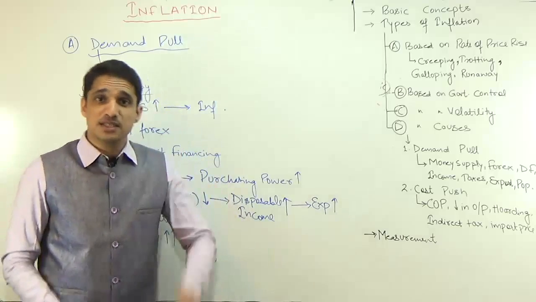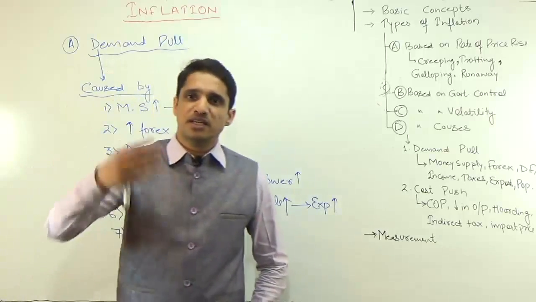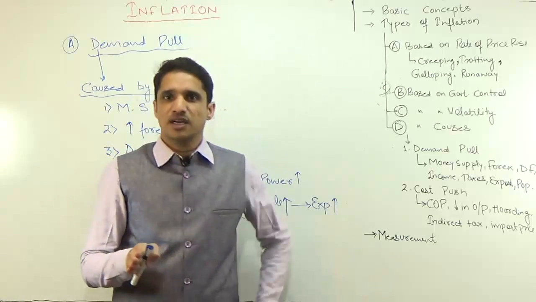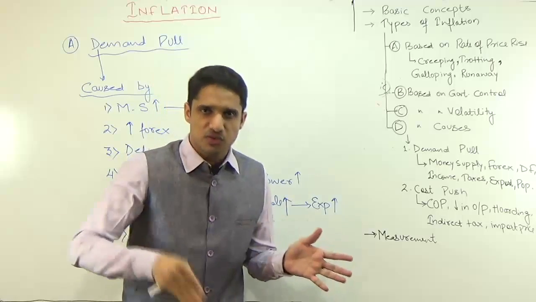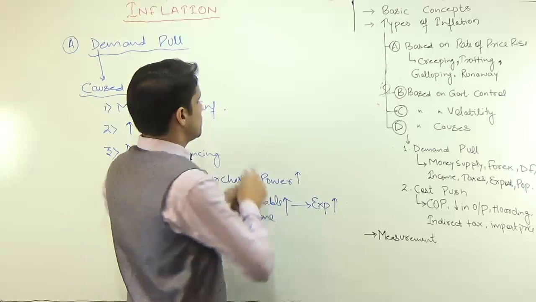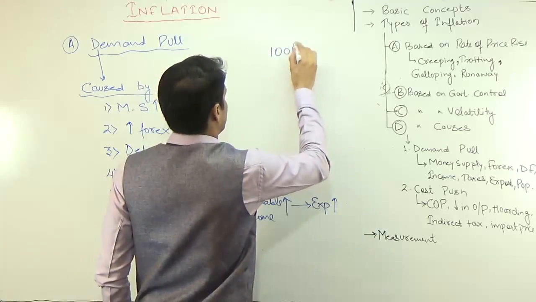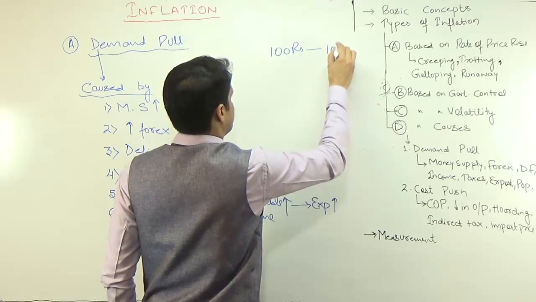Then we have the taxes, direct taxes. So when direct taxes decrease, in that case the disposable income with the households will increase. Suppose your income is 100 rupees. Out of this 100 rupees, your tax liability is 10 rupees.